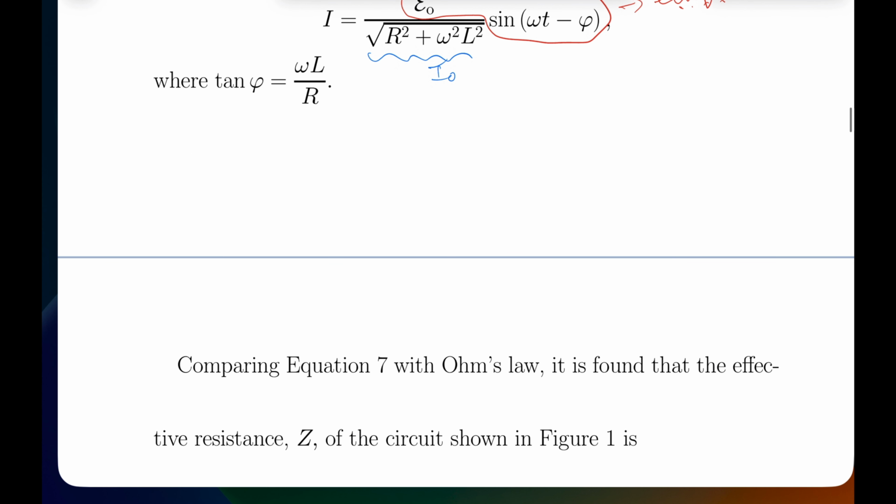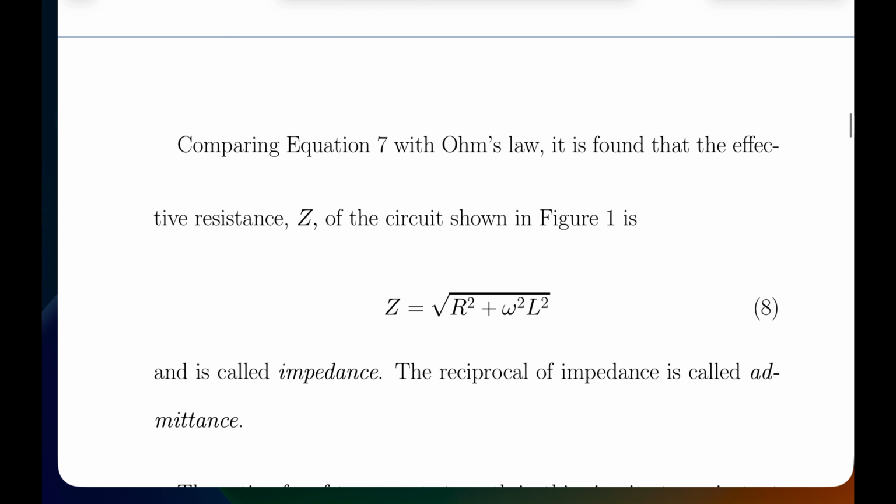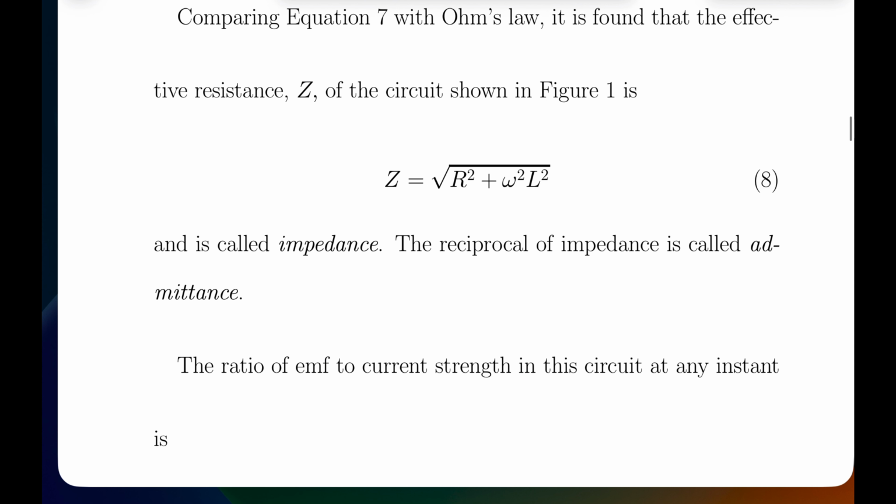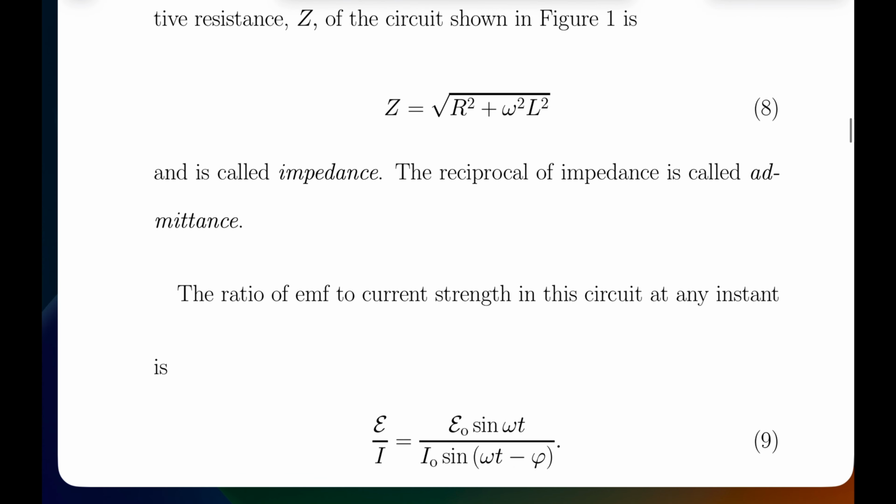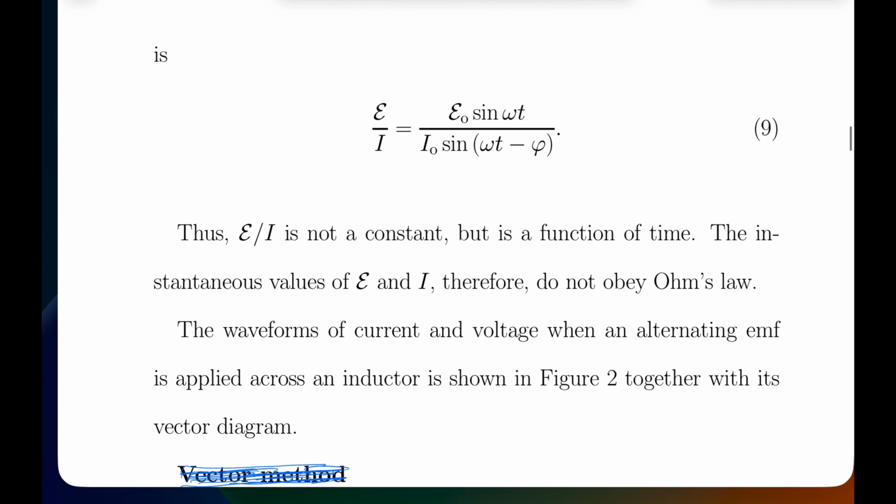So we compare equation 7 with Ohm's law. We find that the effective resistance Z of the circuit shown in figure 1 is Z equal to root over R square plus omega square L square. This is known as impedance. The reciprocal of the impedance is called admittance. The ratio of the EMF to current strength in the circuit at any instant is given by E equal to E naught sine omega t upon I naught sine omega t minus phi. We see from equation 9 here that the ratio E upon I is not a constant, but is a function of time. The instantaneous value of E and I therefore do not obey Ohm's law.